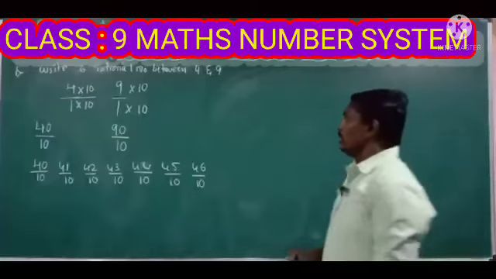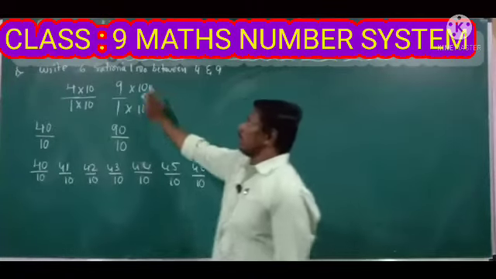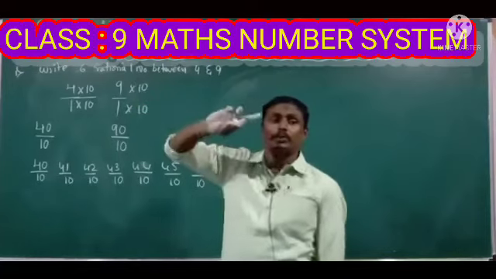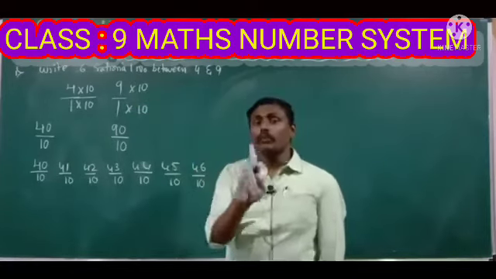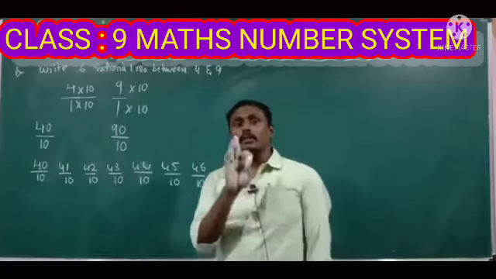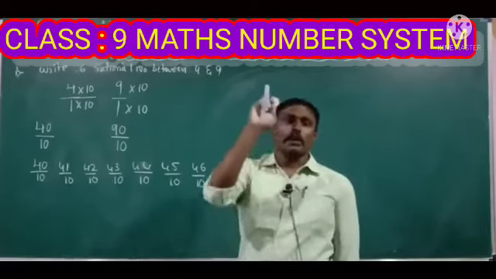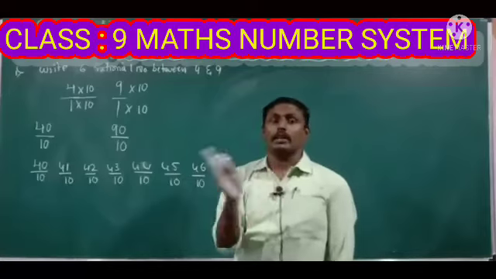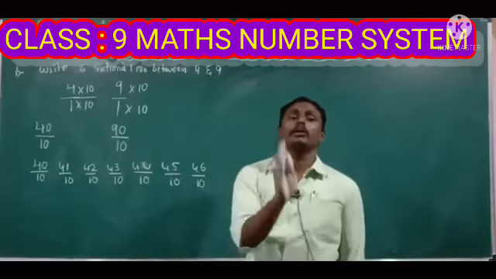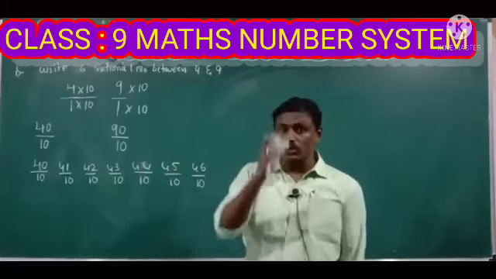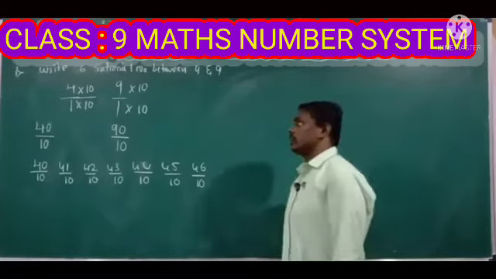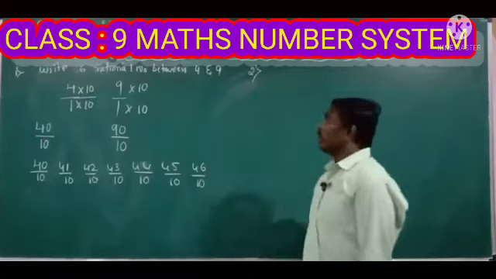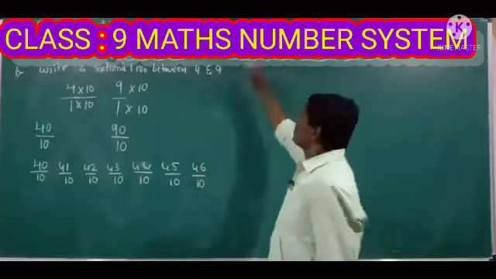Okay, now in this method you need to keep the main point in your mind: you need to multiply the same number for both the fractions. What we are taking as fractions, we need to multiply the same number for both numerator and denominator. Okay, next, second method. Now I am taking two different numbers.